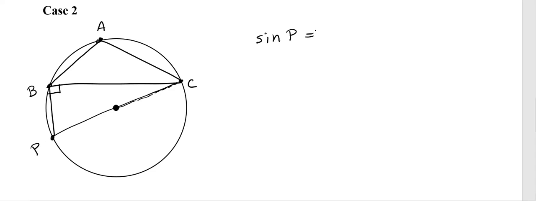It's opposite over the hypotenuse. Now the opposite is side BC, and the hypotenuse is PC. But again, BC is typically called lowercase a, and PC being a diameter is 2 times r.